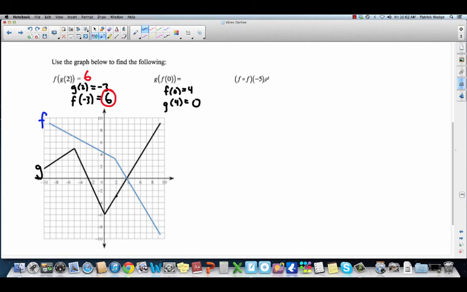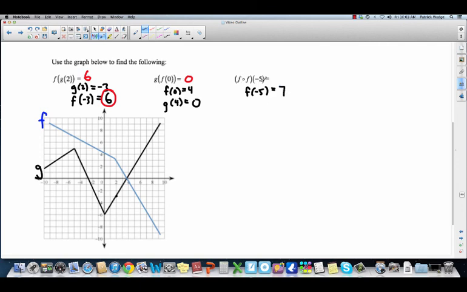Alright, and the last one, f of f, or f circle f, of -5. Sorry, let me write in the answer here, 0. I'm doubting myself now, I'll check it later. The first thing you want to do is figure out what f of -5 is. So for an input value of -5, what is the output value for the f one, that's the blue one? It looks like it is 7.